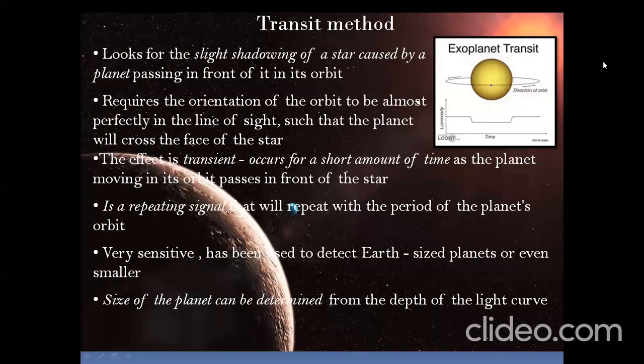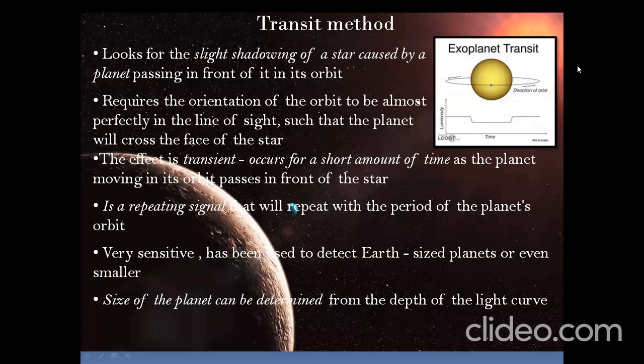The transit method is the most common method for detection of exoplanets. In this method, the dimming of the starlight by the exoplanet is detected. This requires that the orientation of the orbit of the planet and the star is almost perfectly in the line of sight from Earth. The effect is transient, that is, it occurs for a very short period of time, but the dip can be easily seen, and it's a repeating signal.